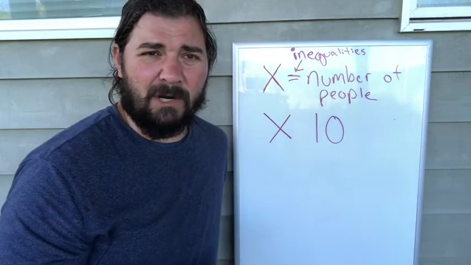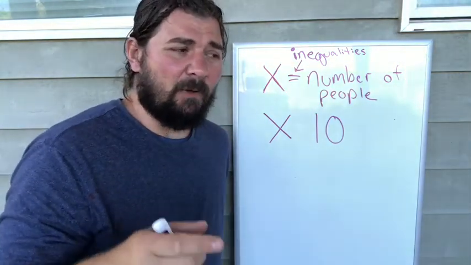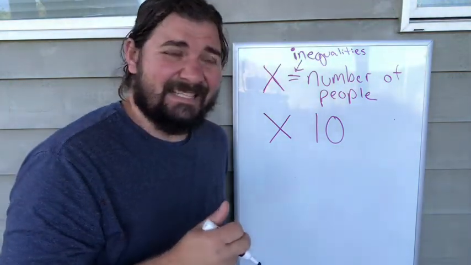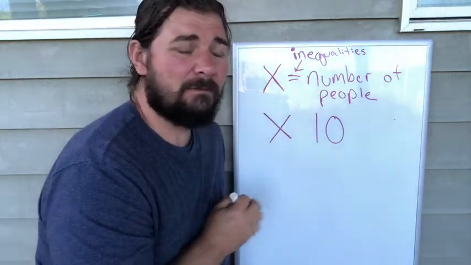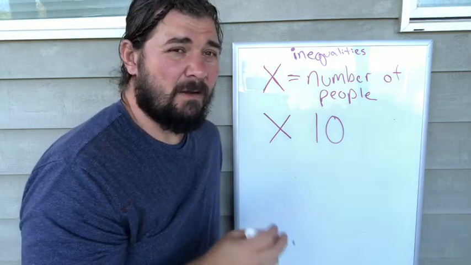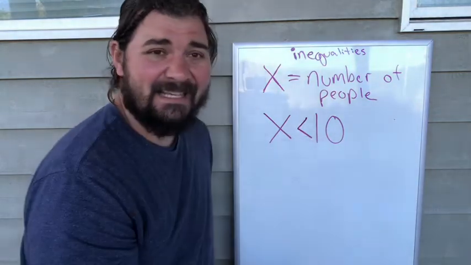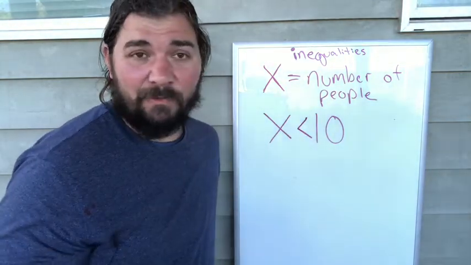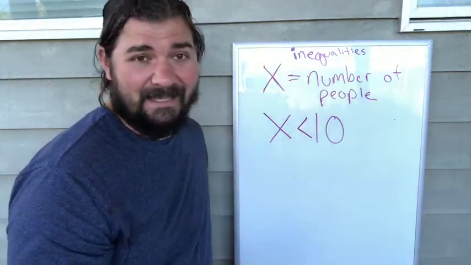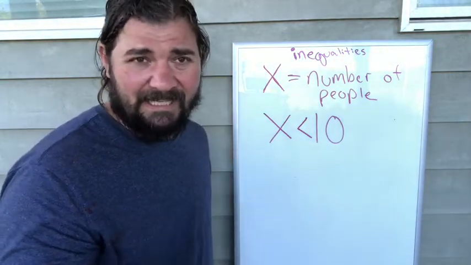So let's take this back to our idea of I'm in this store and I can only have 10 people or less in the store. Is X, which is the number of people, going to be greater than 10 or less than 10? Well, X needs to be less than 10 because I can't have more than 10 people in the store. So boom, there we go. X is less than 10. I've made an equation. It just happens to be an inequality.